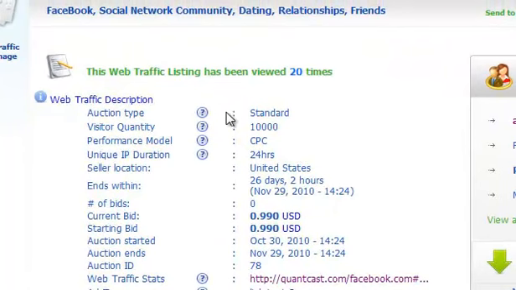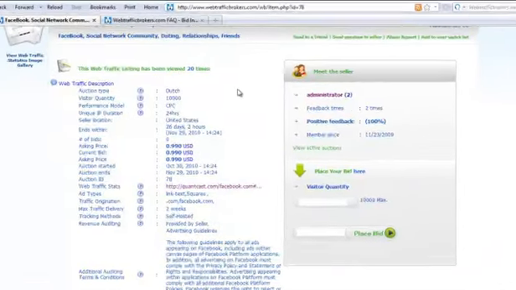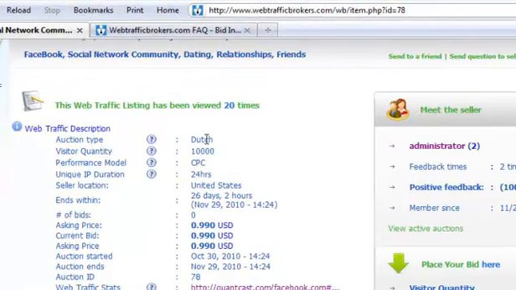We're going to come back here. We're going to change this to Dutch auction, and I want to show you the difference between standard auction and Dutch auction bidding. Welcome back to the Facebook listing. Here we've changed the auction type from standard to Dutch auction. Everything else is pretty much the same.